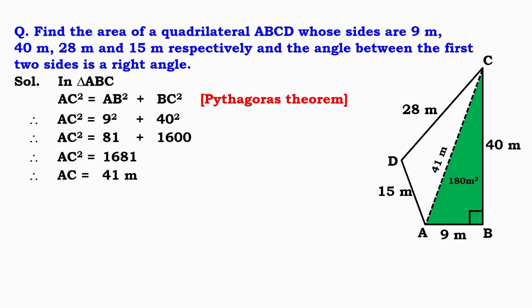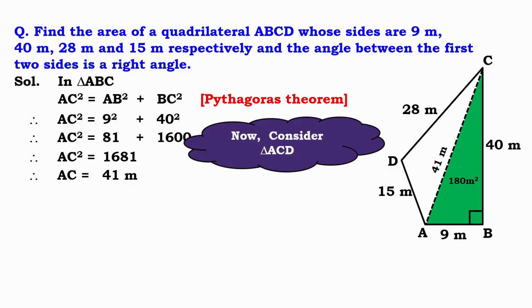Earlier, in multiple videos, I showed you how to find the square root of a particular number using the division method. So you can apply that division method over here and find the square root of 1681, which comes to 41 meter.